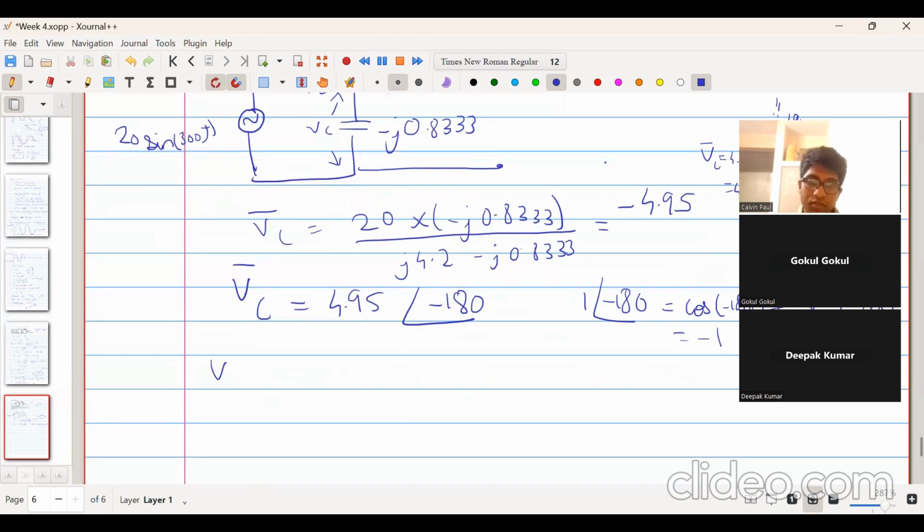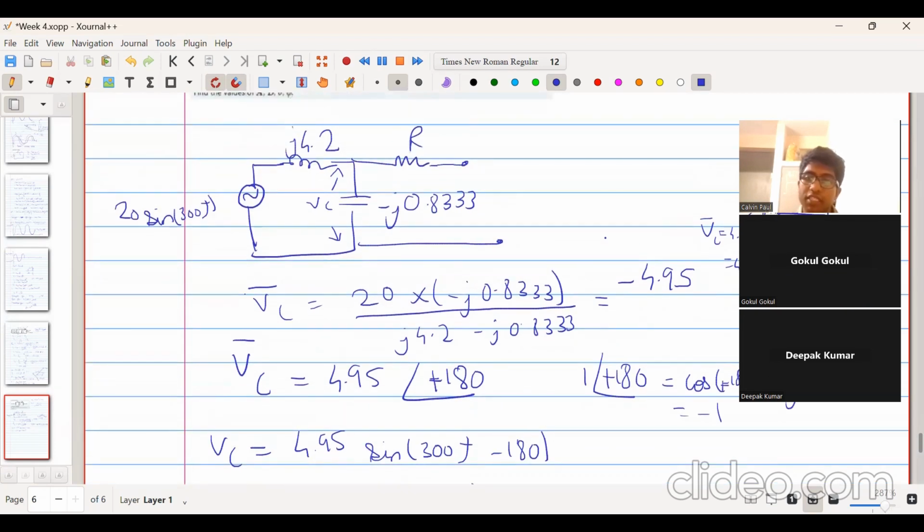That means when we write it in time domain, it will be equal to 4.95 sine of 300t minus 180. When we write it in terms of cos, we get VC equal to 4.95 cos of 300t. Minus 180 or plus 180 is the same. We can write it as 4.95 angle minus 180, or 4.95 angle plus 180. It doesn't make any difference.